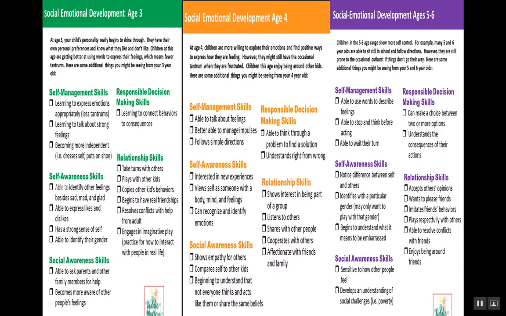They can make a choice between options. They understand the consequences of their actions. They're accepting others' opinions. They're starting to care about their friends, so they're starting to want to imitate and please. They're still playing and being respectful with others. They're able to resolve conflicts, and they really, really want to be accepted by others.